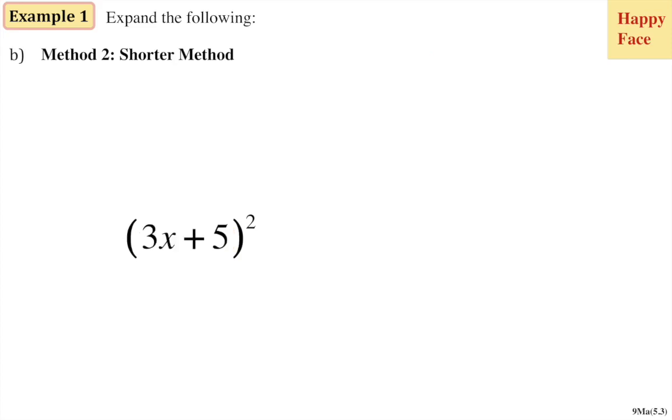Let's try 1b, and I'm going to try using the shortcut method. So we've got 3x plus 5 in brackets squared. Let's go for our eye. 3x times 3x is, 3 times 3 is 9, x times x is x squared. 3x times 3x is 9x squared.